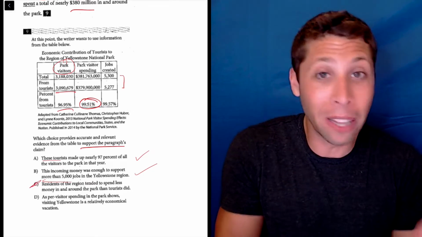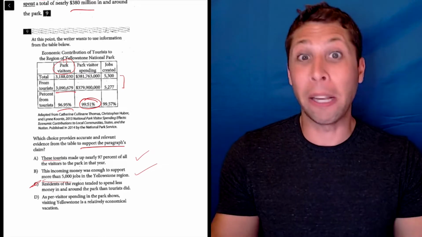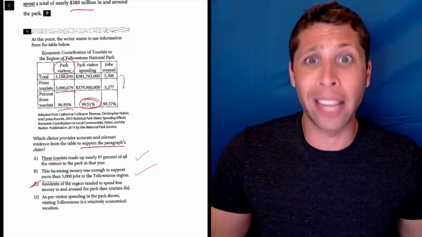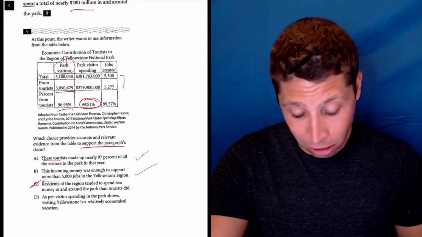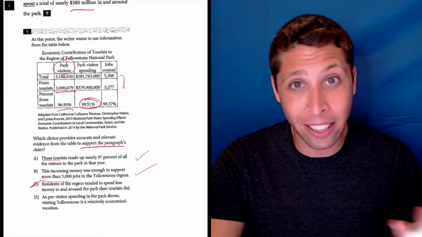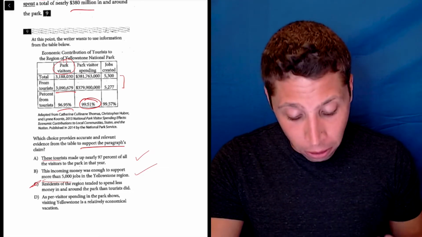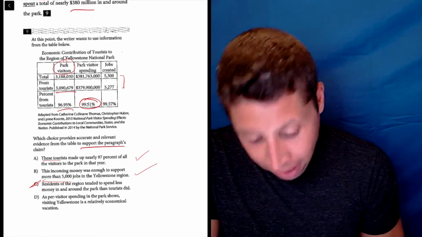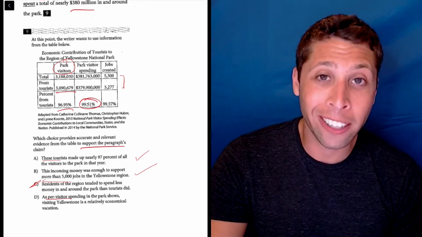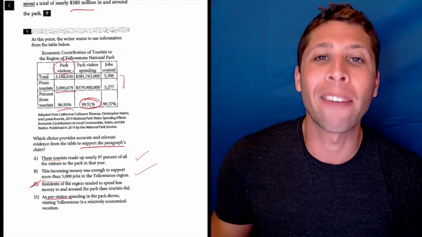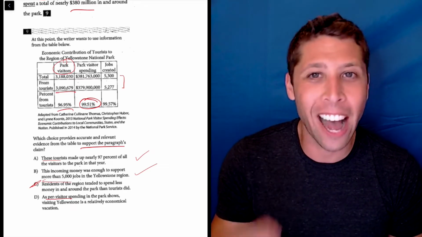Maybe the people who live locally and go to the park are just big spenders and are basically like, I don't know, buying themselves a buffalo. I have no idea. So that doesn't even make sense. This is just not in the graph. Choice D, as per visitor spending in the park shows, well, that's already a bad start. They don't talk about per visitor spending. I have no idea what individuals are spending. It's not in the graph.